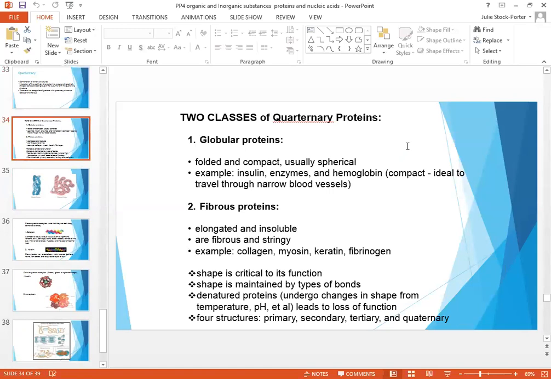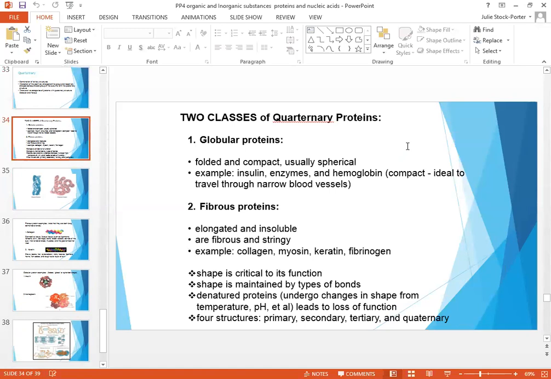Then we have the fibrous ones. Now the fibrous, if you think of a fiber, it's elongated. It's kind of long and stringy, like collagen, myosin, keratin, fibrinogen, and we'll look at those more here in just a second. This is actually a very short lecture.